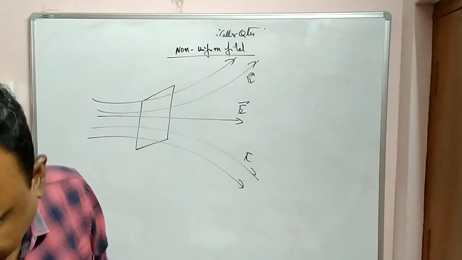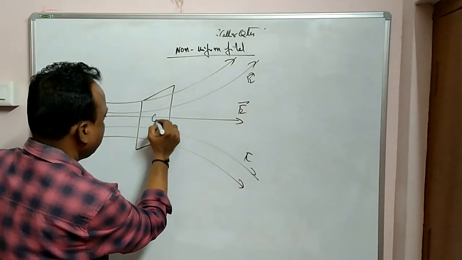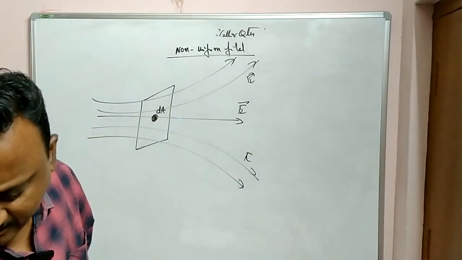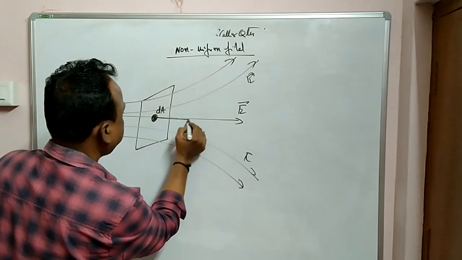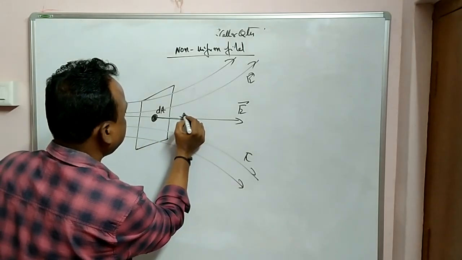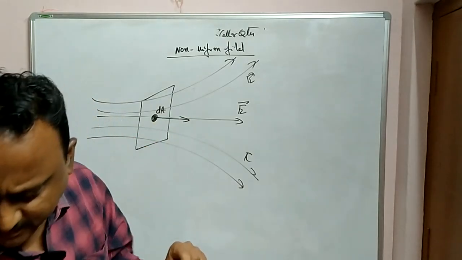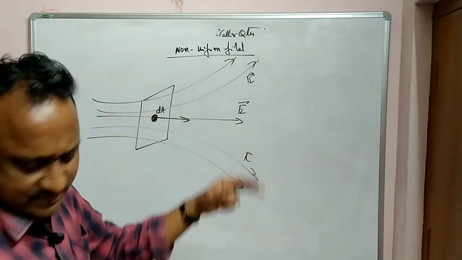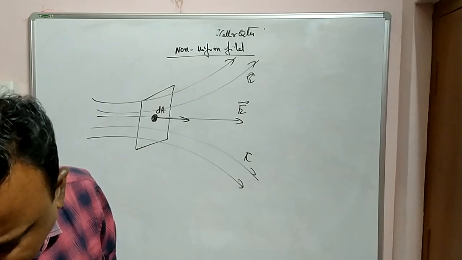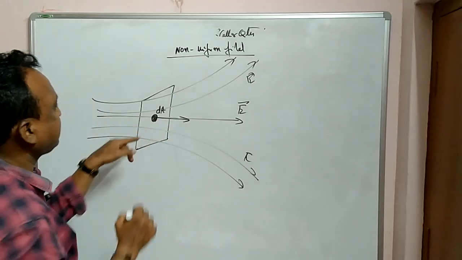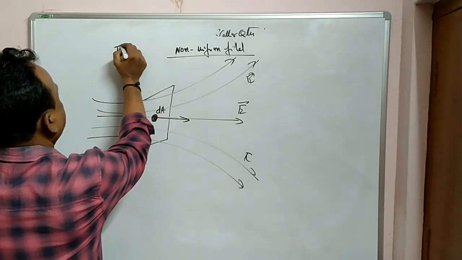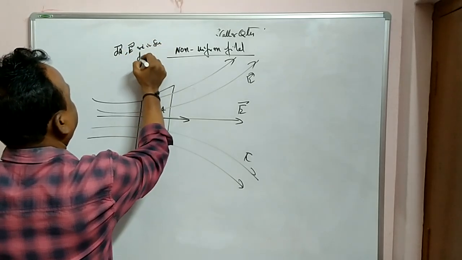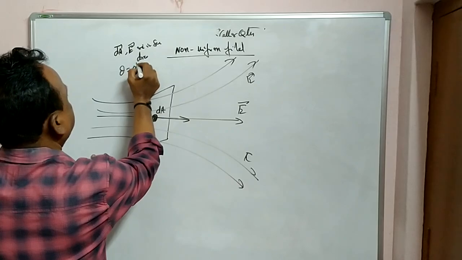In this case, how do you take the area vector? For example, if you take a small area dA, the area vector, here dA is a small elemental area. The field is in this direction, okay. So if you observe, the field and area vector are in the same direction, dA and E are in the same direction, and theta is equal to 0 degrees.